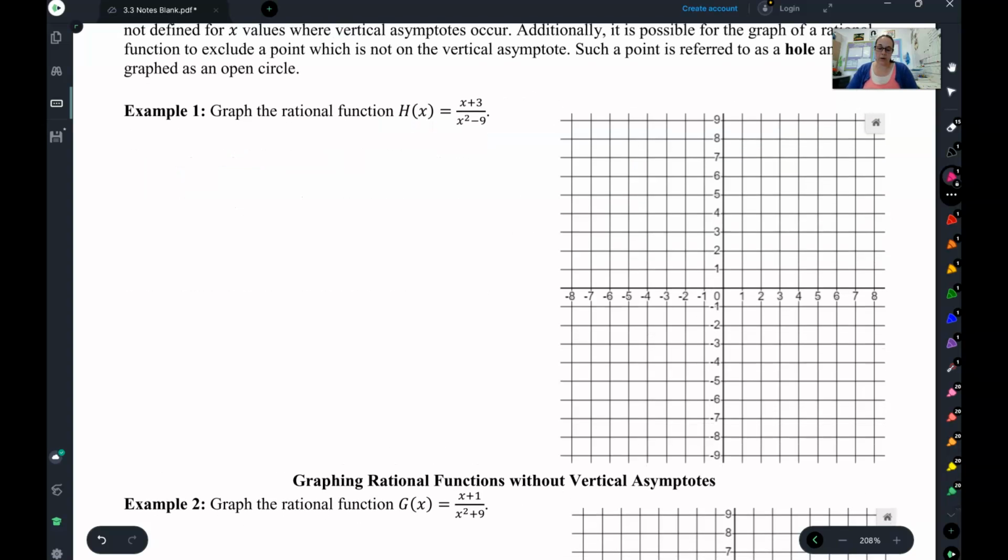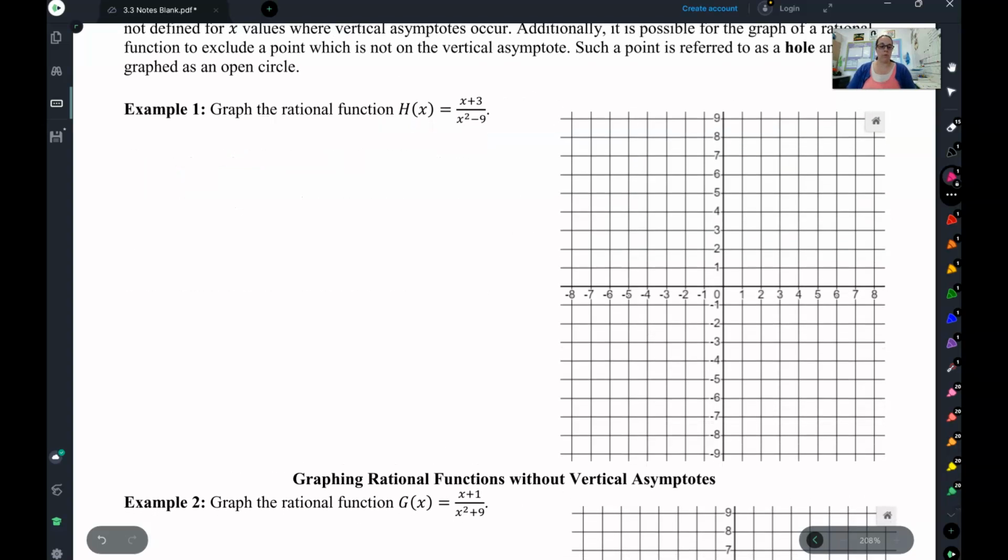So let's go to example 1 and practice this. Just like we've done in 3.1 and 3.2, we're going to start by finding our domain. That's always what we find first. And we know that to find the domain, we look at the denominator. This denominator needs to factor. And then we take the things in the denominator, say that those things cannot equal 0. So I know x cannot equal 3 and x cannot equal negative 3. So my domain is everything else.